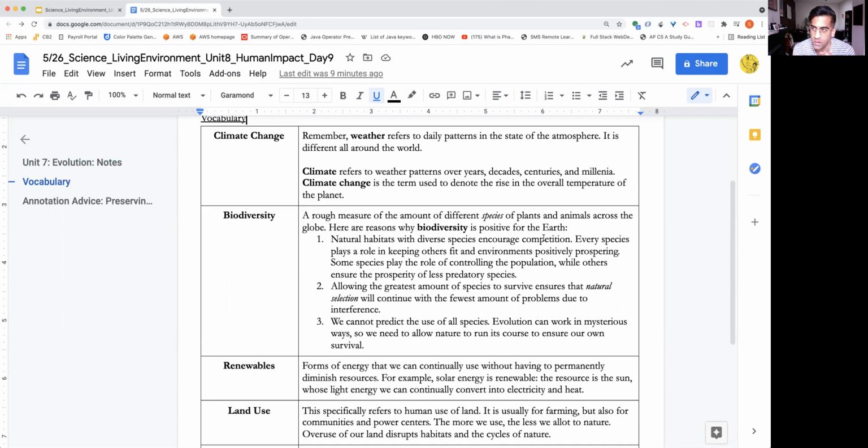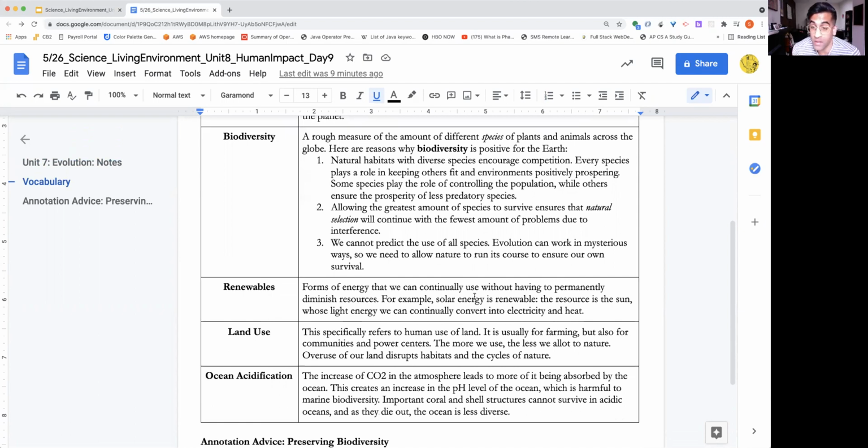And that 200 years has also coincided with a stunning reduction in biodiversity. So when I say biodiversity, I'm talking about a rough measure of the amount of different species of plants and animals across the globe. And I name some reasons why biodiversity is positive for the earth. And this might be the most important part of this resource. This is something that you want to keep front and center as you analyze different policy proposals for addressing climate change. Okay, biodiversity is a very important component when it comes to activists fighting climate change and talking about policies that will kind of reduce the impact or reduce the speed of climate change.